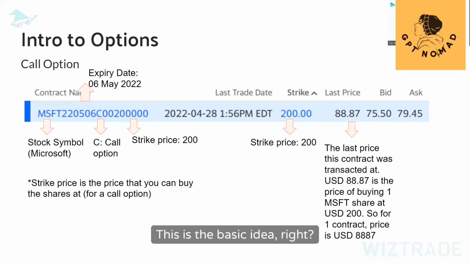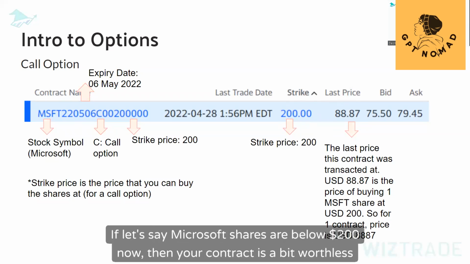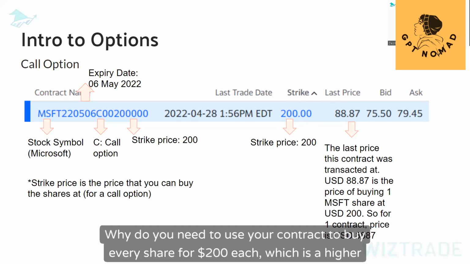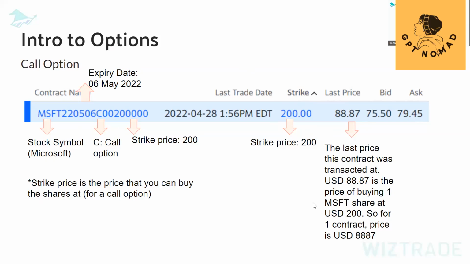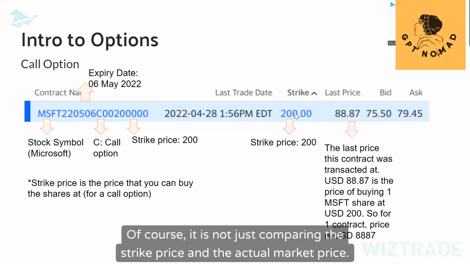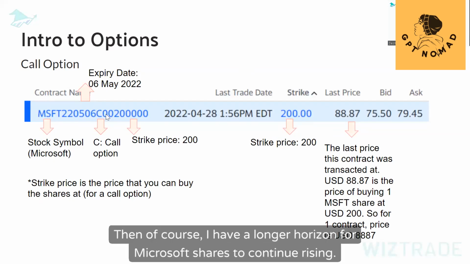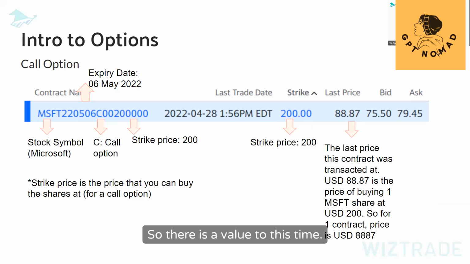This is the basic payoff. If Microsoft shares are below $100 now, then your contract is worthless because you can buy in the market for cheaper than $200. You wouldn't use your contract to buy shares at $200 each, which is a higher price. So we compare the strike price and the actual market price. Say the expiry is two or three years later, there is more time for Microsoft shares to move, so there is more value.